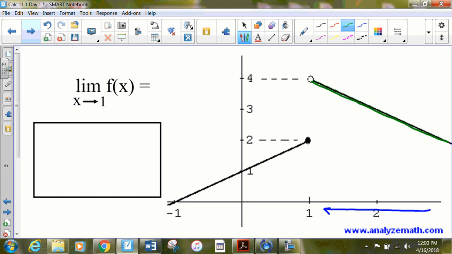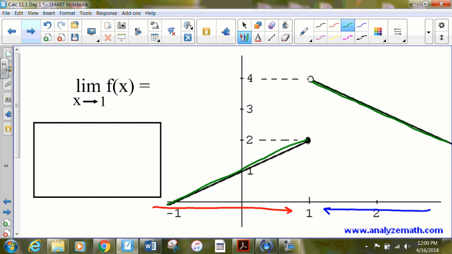Okay? But now let's go ahead and look at it from the left. As x is approaching 1 from the left, what's going on with the height of the graph? What's going on with y, which is the height of the graph? It's getting taller and taller and taller, and from the left, it's approaching 2. We've never seen this before. When x approaches 1 from the right, y is approaching 4. As x is approaching 1 from the left, y is approaching 2.